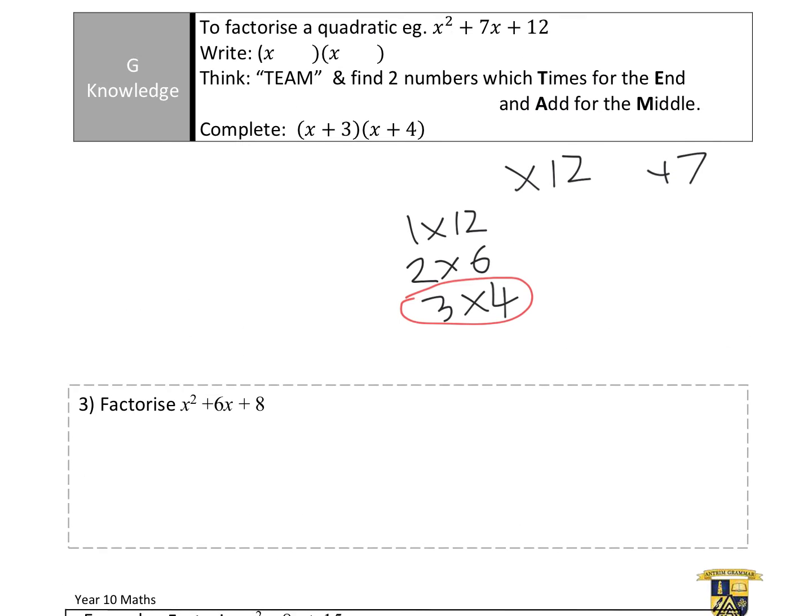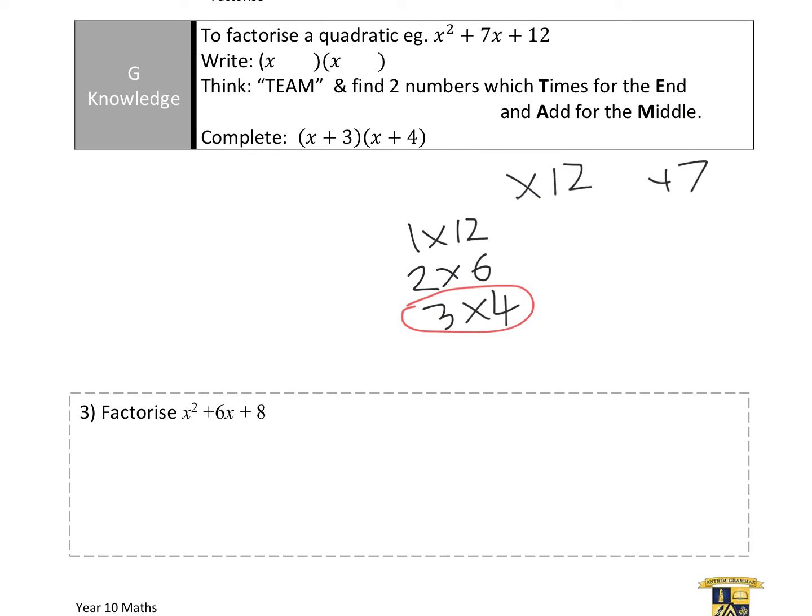Pause the video and have a go at example 3. So in example 3, we've got a quadratic, so we can identify that it was probably a double bracket that was expanded out. So it's going to be x and x at the start of the brackets, because when I expand that it would give me the x squared.